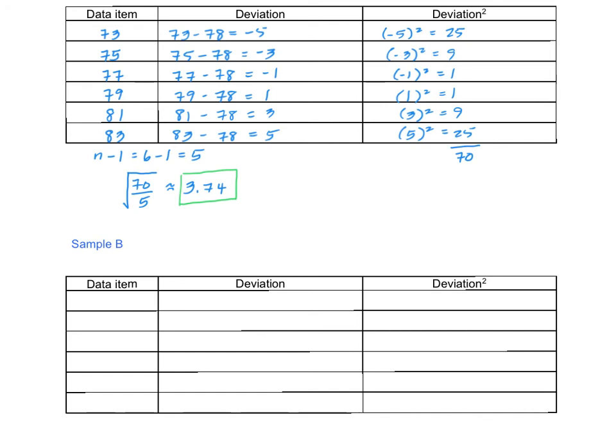So that's it. Find your mean, find the deviation for every data item, even those that repeat, square each one, total them, divide by the n minus 1, take the square root.